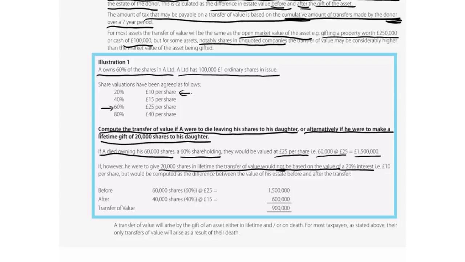So for CGT purposes, while you were alive, the implications of that gift are immediate. There would be a capital gain to compute based on the open market value of the asset, £10 per share. And this is where, interestingly, we can now see a link between our two taxes. Whereas CGT was immediately chargeable, take the open market value, 20,000 shares at £10 a share, that would be a market value of 200,000. Deduct from it the cost of those shares to the taxpayer, and you would have the gain.